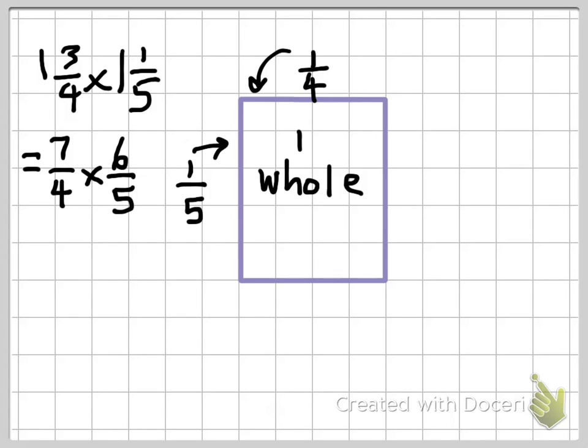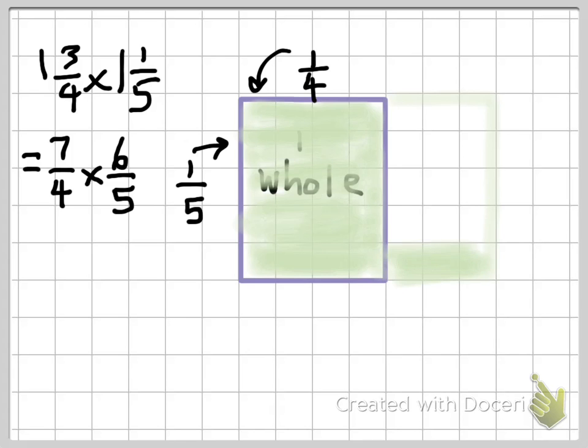The next step then is to shade in the first fraction. We need 7/4. Once we've shaded in one whole, we've actually shaded in only 4/4, and we need 3/4 more. So I need to shade in 3 more columns because each column represents a quarter. Now, in total, I have shaded in 7/4.